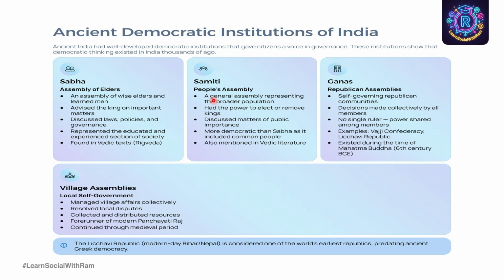Okay. Next, we have Ganas. Ganas were republican assemblies. These were self-governing communities. So here the decisions were collective, the members used to take part, as well as the power was shared. This reflected democratic ideas. Followed by which we had village assemblies. So village assemblies handled local administration, which can also be referred to as local self-government. They managed village affairs, local disputes, resource distribution, all these things. This became the foundation for modern local governance, which we call in today's modern India Panchayati Raj.